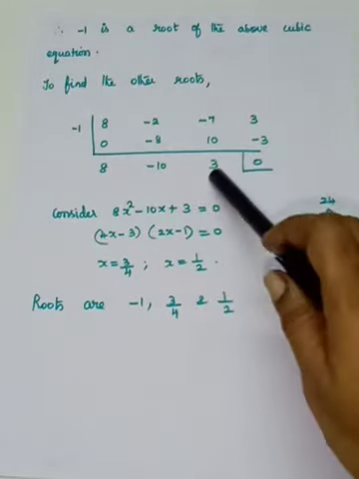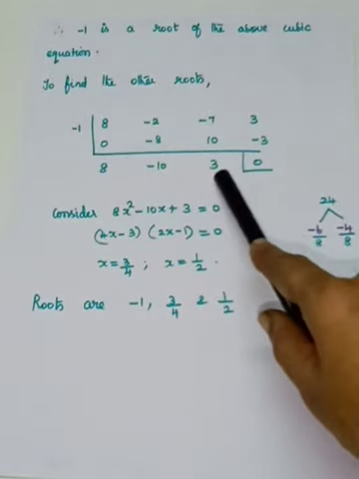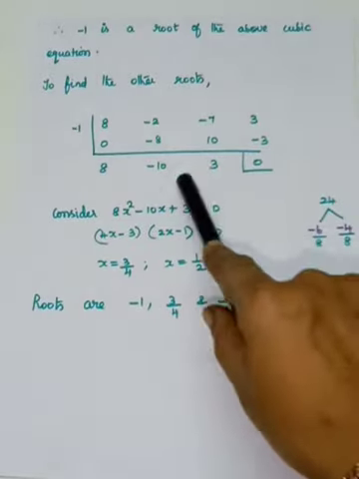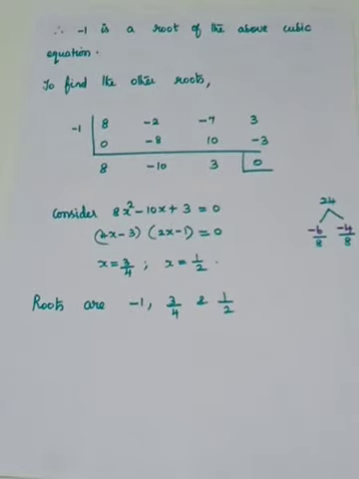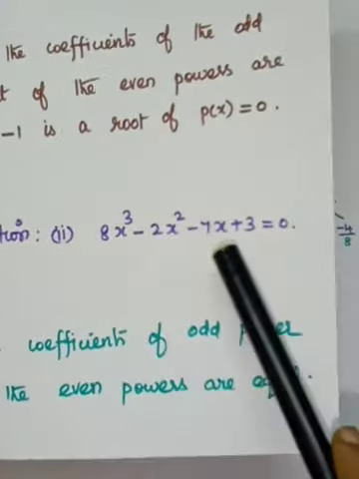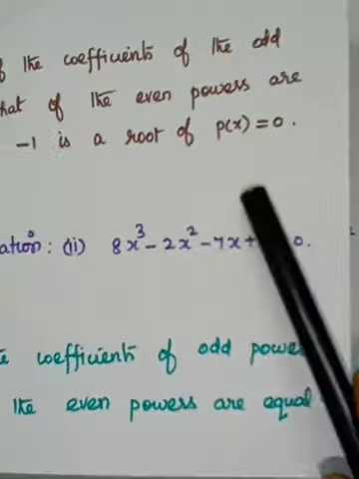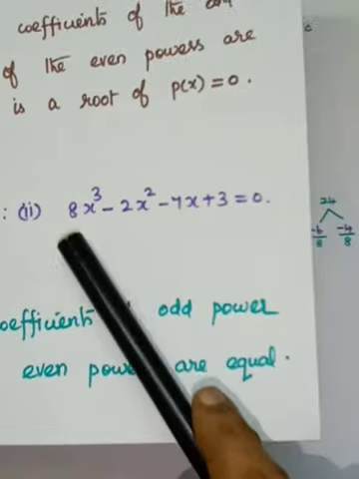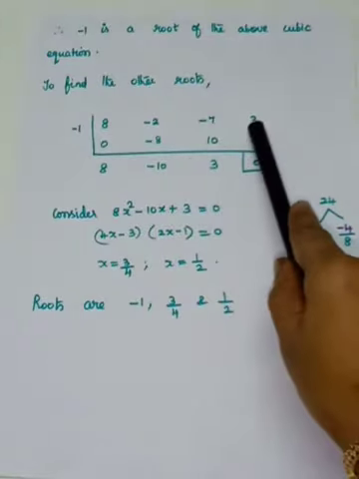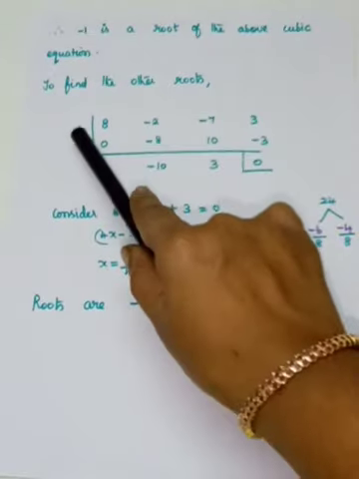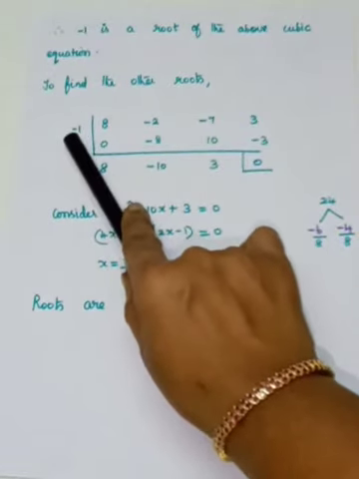So in the first subdivision I used long division. Here I have used synthetic division. Synthetic division means you have to write the coefficients of the cubic equation, and they should be in order: x cube, x squared, x and the constant. So 8, minus 2, minus 7, 3. So it is written. Here what is the root? Minus 1 is the root. So the root I have written.